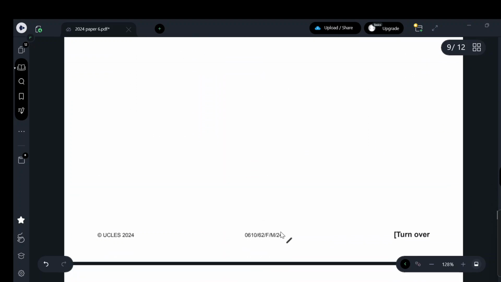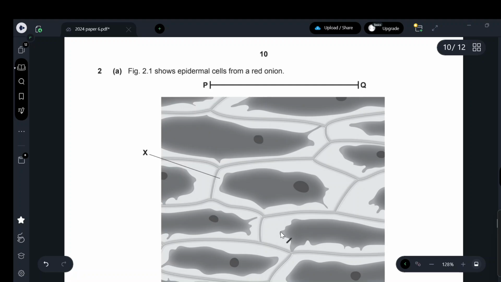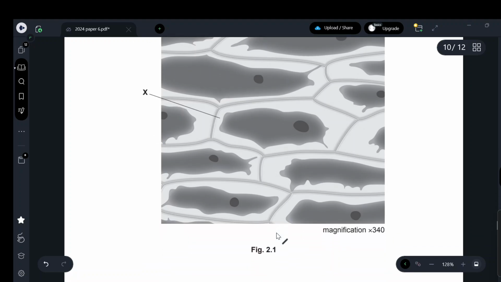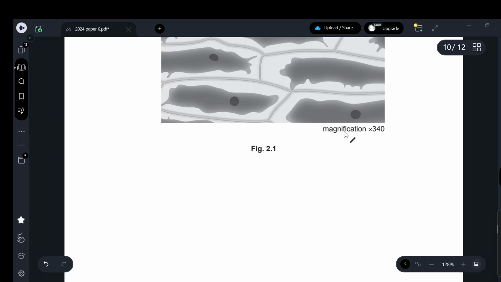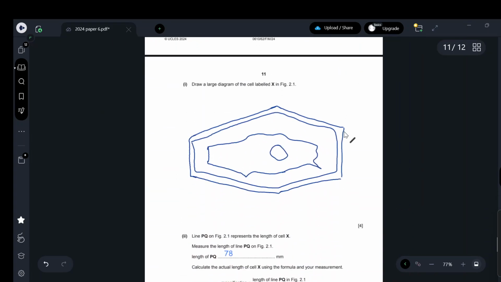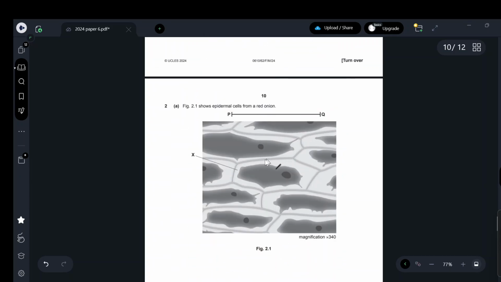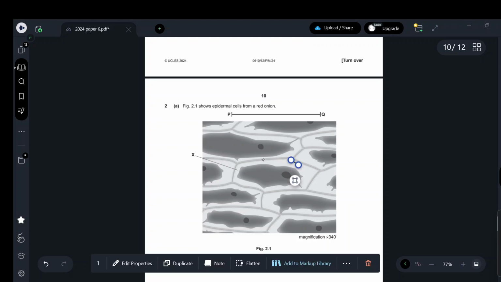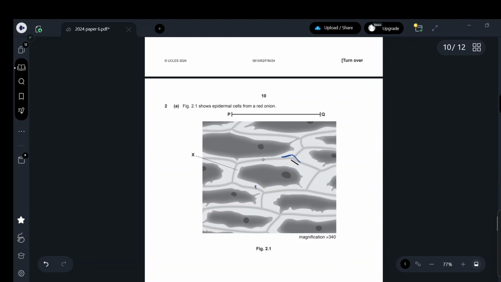Let's check the second question, which is much easier. This is the cells from the red onion. He wants you to draw cell X. I will draw the same shape of the cell. Okay, it's not rectangular. It has like a point from here, and here. So I have to draw it the same shape. And the vacuole with points, extensions, and the nucleus.